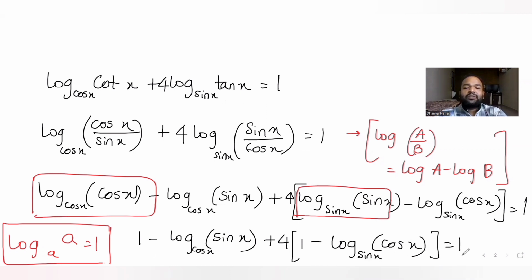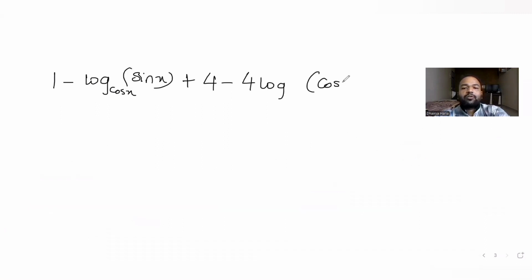So I get 1 minus log of sin x to the base cos x plus 4 minus 4 log of cos x to the base sin x, equal to 1. If I take that 1 to the other side, it becomes 1 minus 1, which is 0. So you would be left with 4 minus log of sin x to the base cos x.